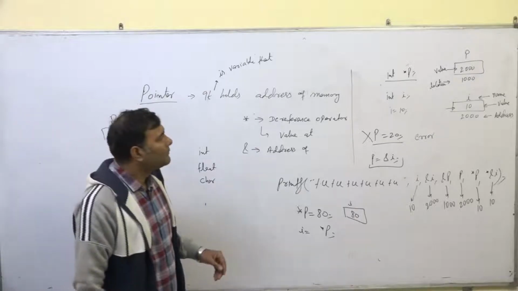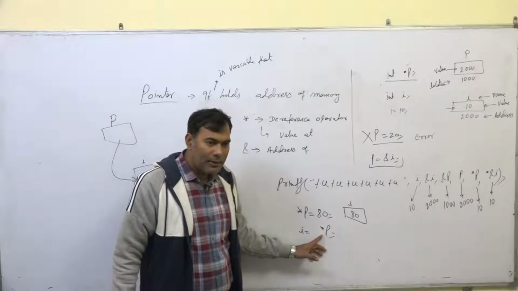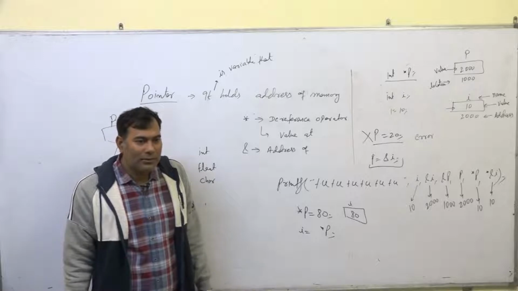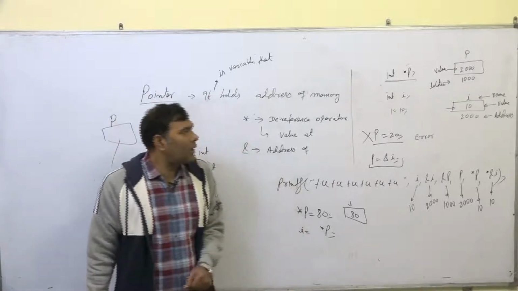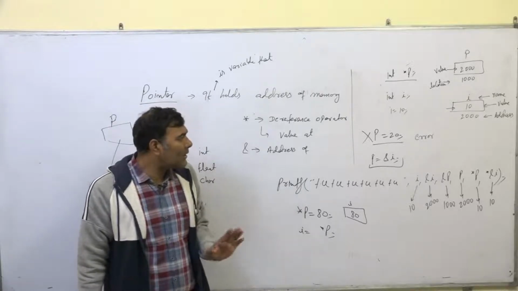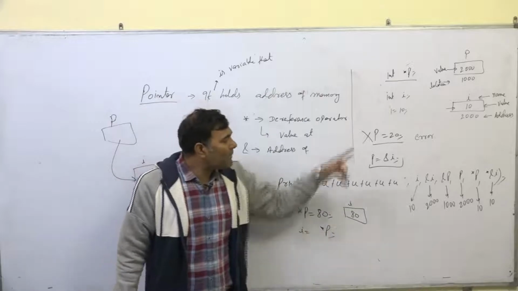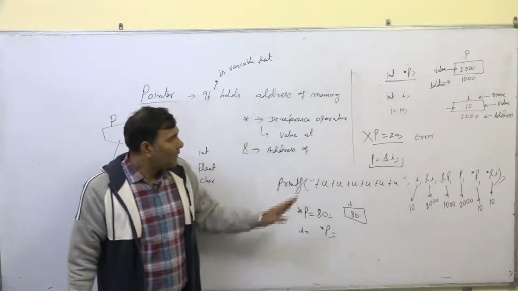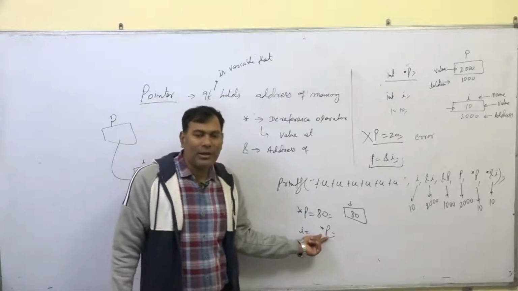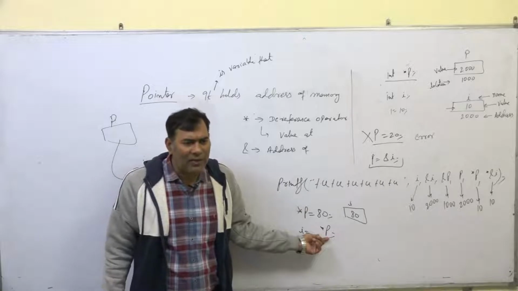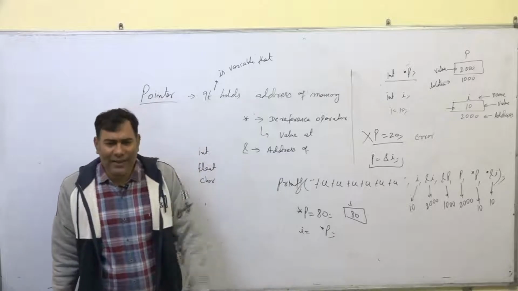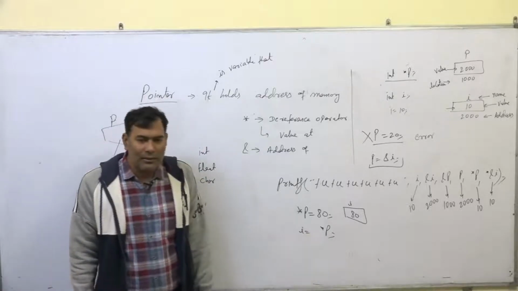So P means 2000. Pointer P means value at 2000. See what it is? 10. Let me understand, all these lines are independent. So pointer P means value at 2000, that is 10. So 10 is what? A normal value. This normal value can be stored in a normal variable. So I equal to 10.